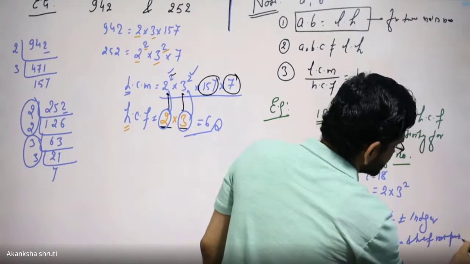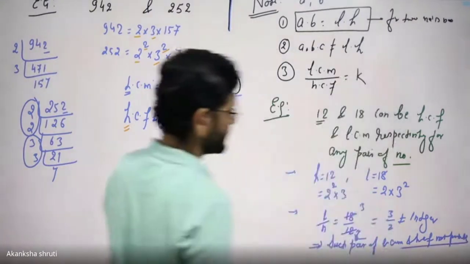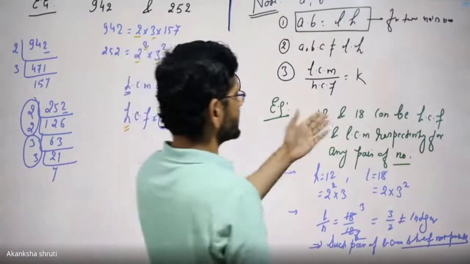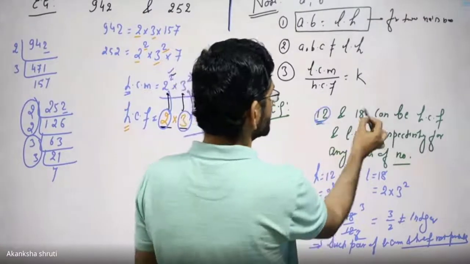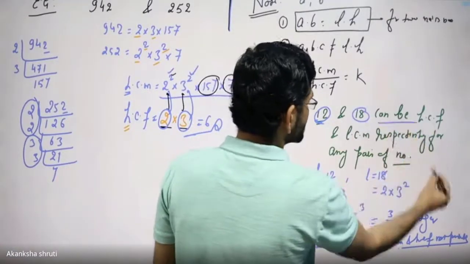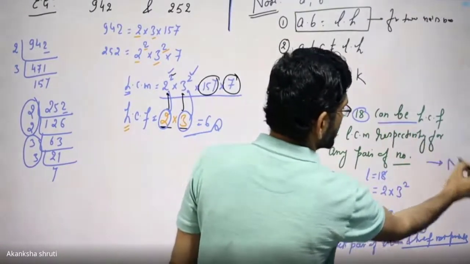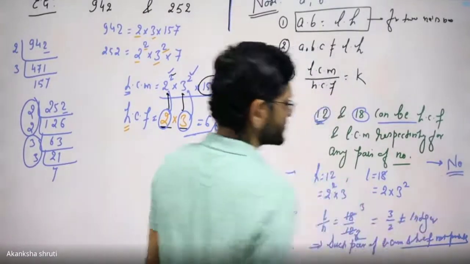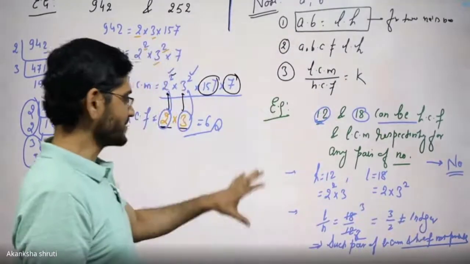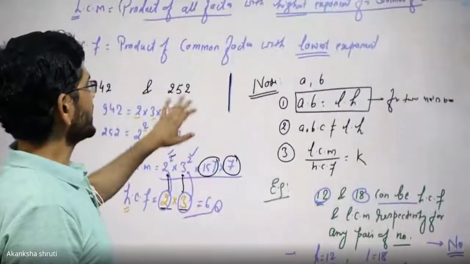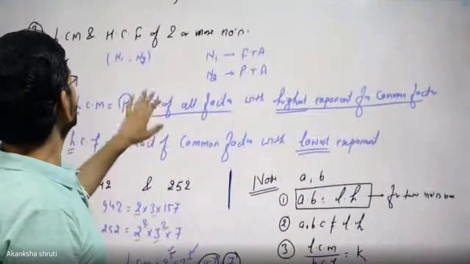Okay, students? This is very important. Means the answer is no. So such a pair, whether it can be LCM and HCF, the answer is no. This is not possible. Such questions are there. So these are the basic concepts related to our FTA.